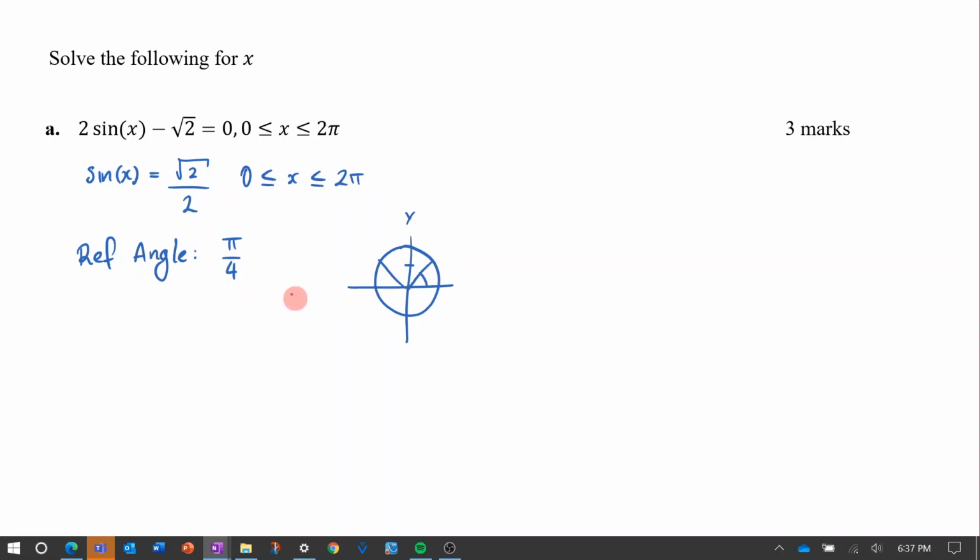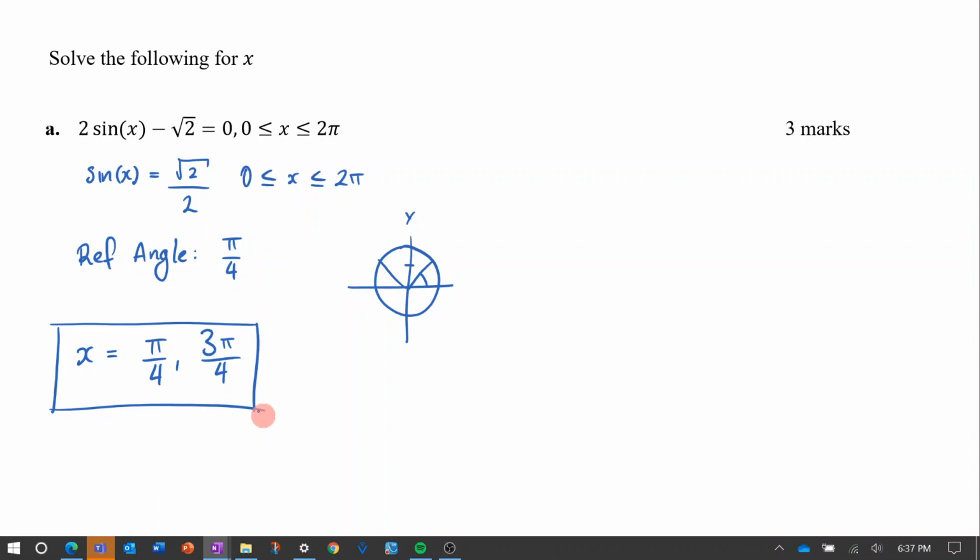So this is really important, that you're able to see this exact value and recognize that the reference angle for it, for sine, is going to be pi on 4. So that means I can now say that x is going to be pi on 4 for my first quadrant, and then in my second quadrant it's going to be 3 pi on 4, because that's what the angle is. If I know that my reference angle is pi on 4, well, if I'm in my second quadrant, which I can clearly see here, it's going to be 3 pi on 4. And just like that, that's our answer. So as you can see, you get 2 solutions out for that one.